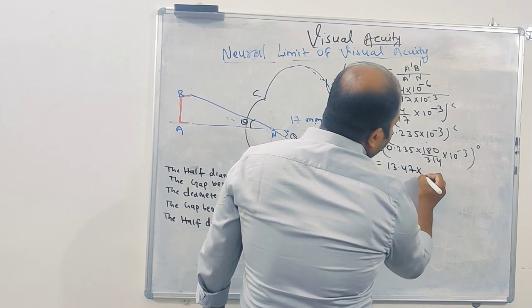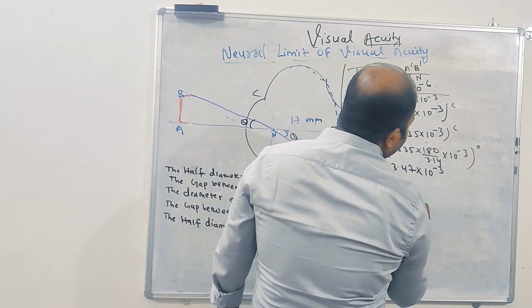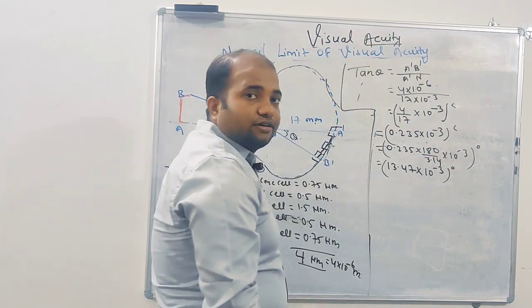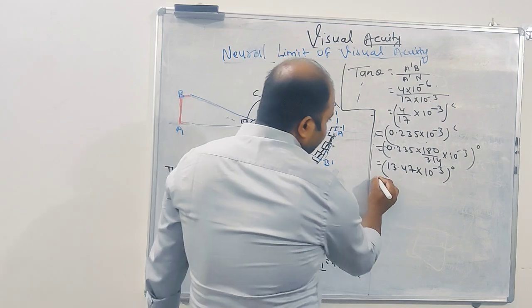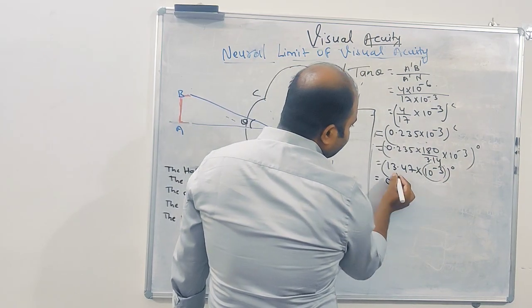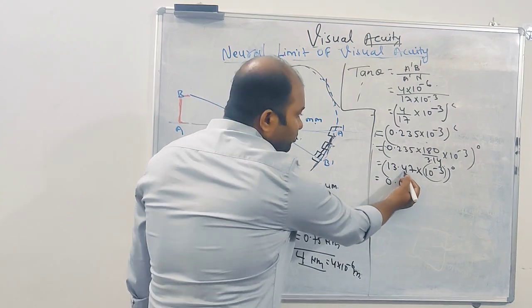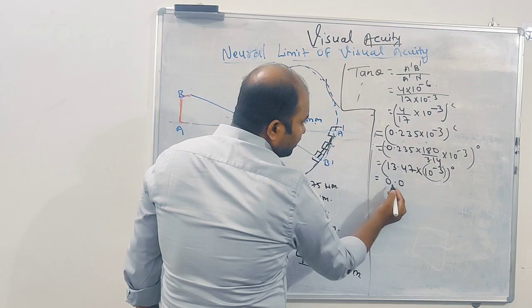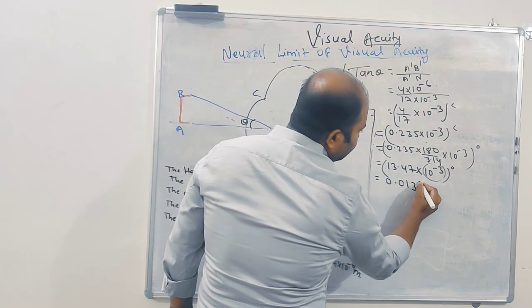13.47 into 10 to the power minus 3. This is in degrees. If I want to remove this decimal, then what will be here? 0.03, this decimal should move backward, to the left side. So 1, 2 and 1, 0, I can put 0.013 degree.